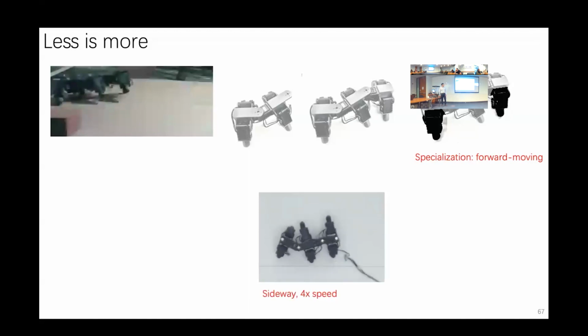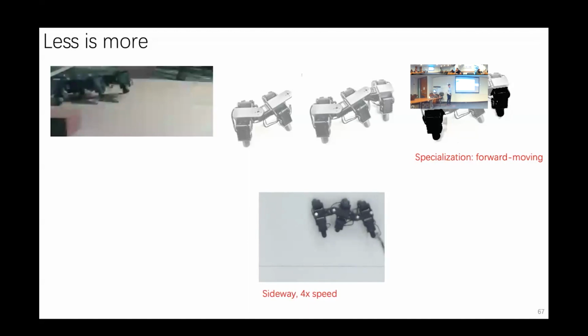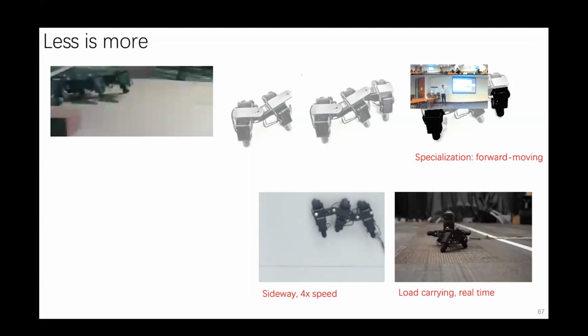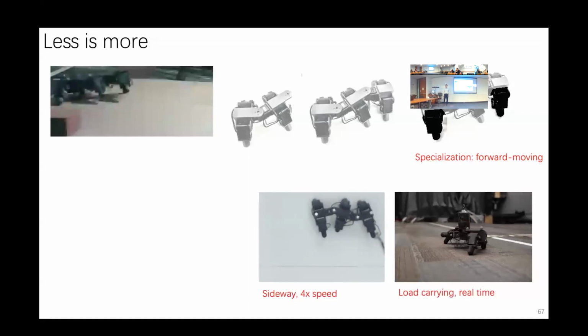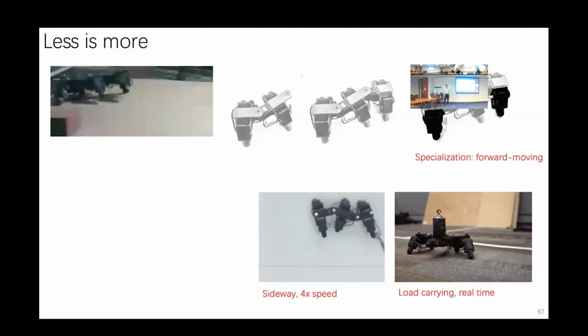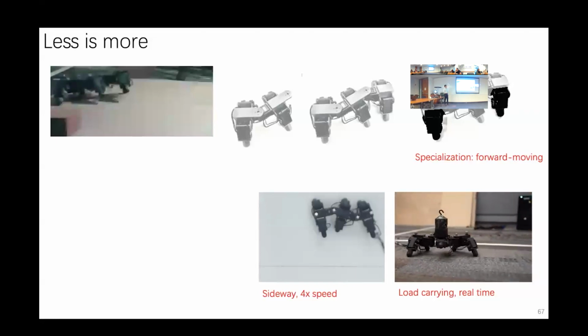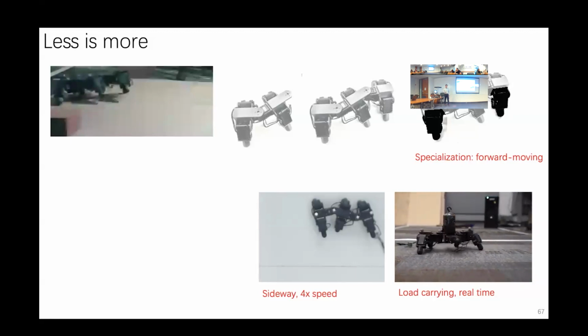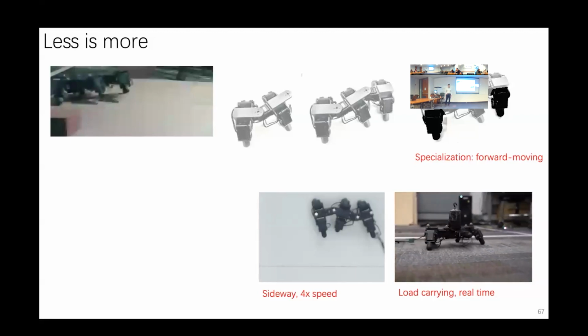So what about other robots? For a sidewinding robot, can you guess which leg we can cut? Any guesses? This one can be cut by the rigid connection. And what about the load carrying robot? Which motor can we cut? I guess everything can be cut except for the body.